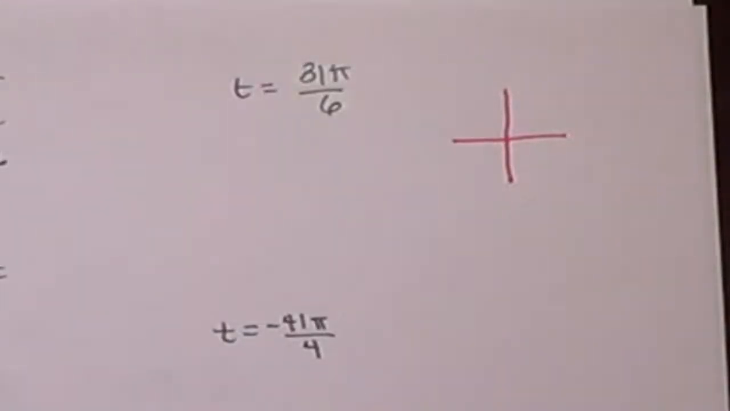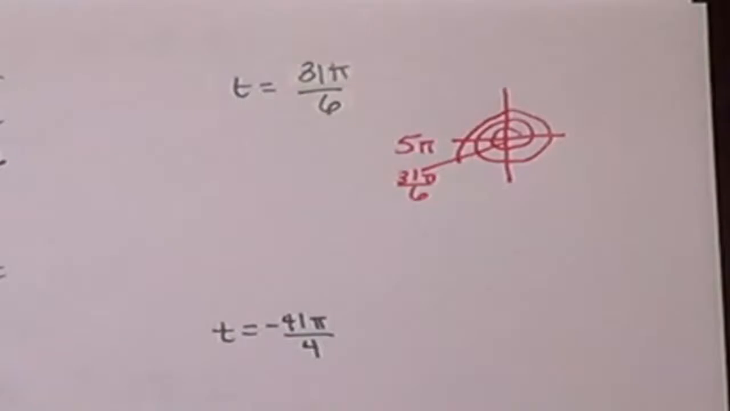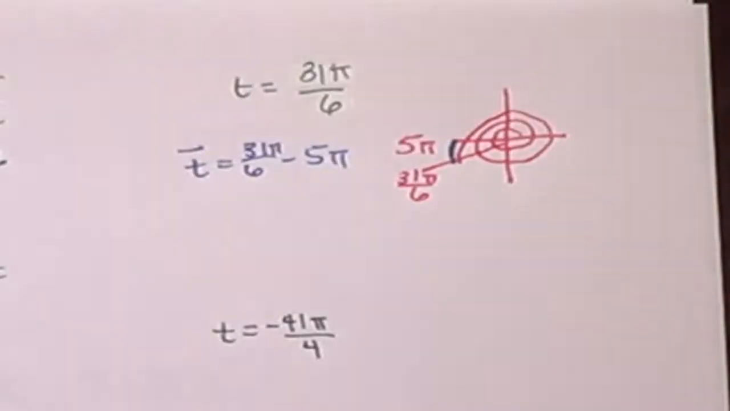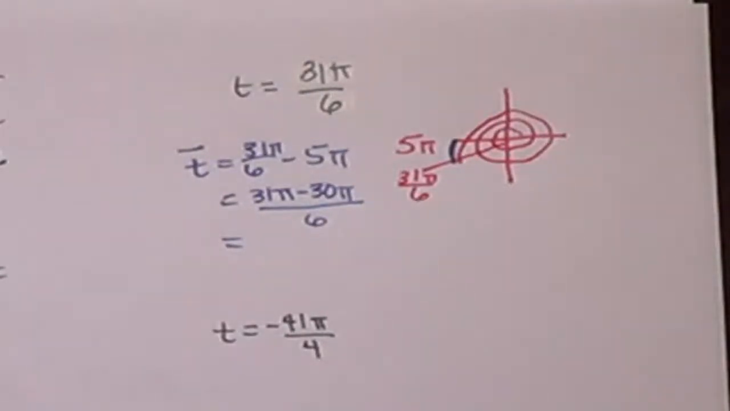So for t equals 31 pi over 6, the first thing to notice is that 30 pi over 6 is basically 5 pi. So we're looking at the third revolution of the unit circle. We've gone around 2 full times. In the third revolution, we're going to pass up 5 pi and land at 31 pi over 6. The closest distance to the x-axis takes 31 pi over 6 minus the 5 pi. Getting a common denominator of 6, that's 31 pi minus 30 pi over 6, which gives us a reference number of pi over 6.